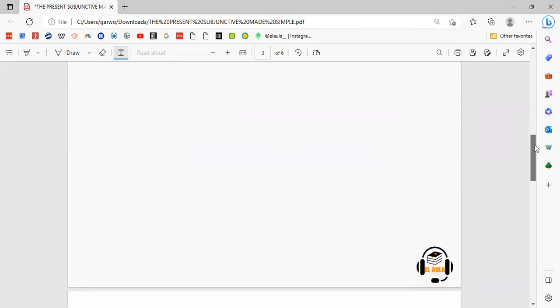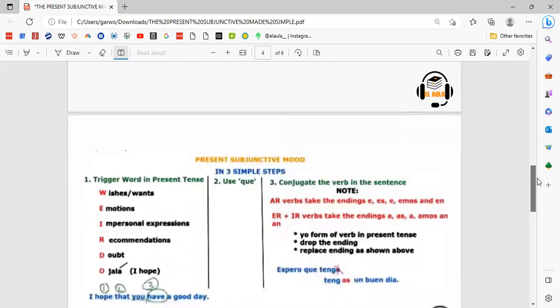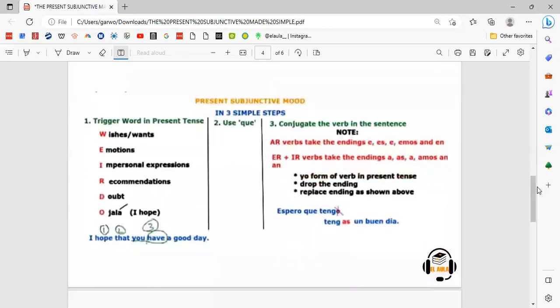So right now, we're going to go to the rules of forming the present subjunctive mood.